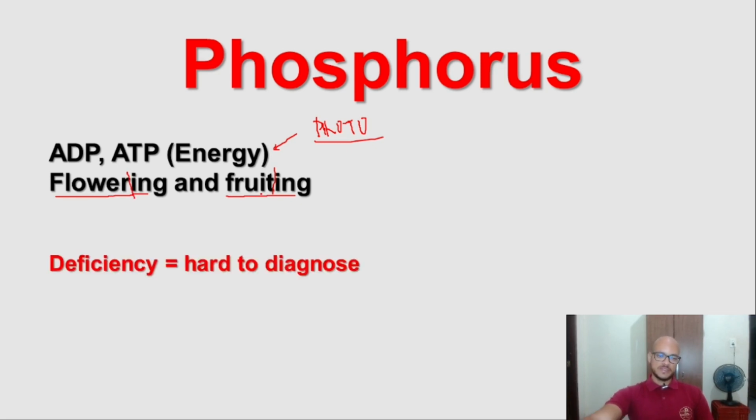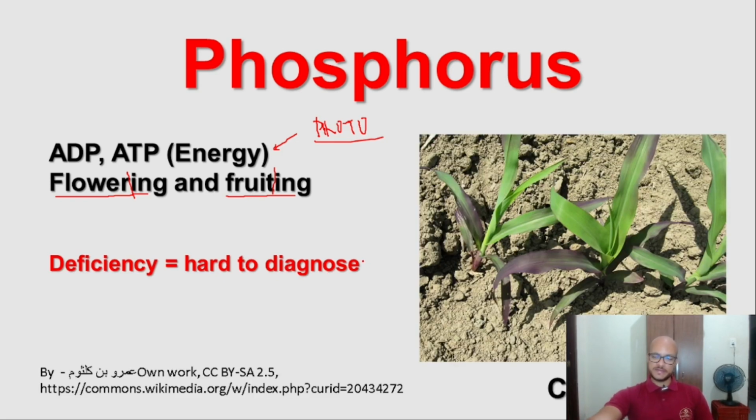And the deficiency is hard to diagnose, but usually the common symptom, like in corn, it's a classic symptom, is purple leaves, okay, and stunted growth. Stunted means the plant is smaller.